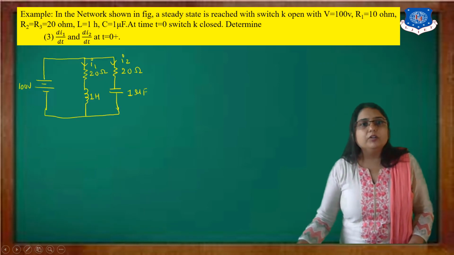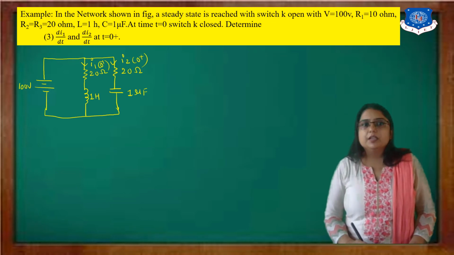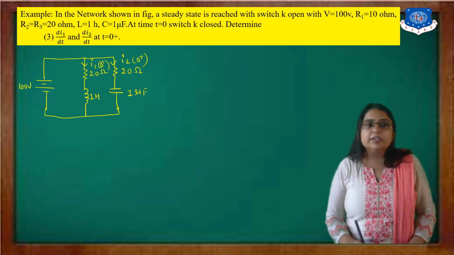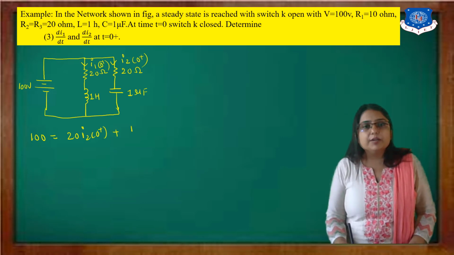Now we want to find out di2/dt. So yes, this is our diagram, and this is 0+, and this is also 0+. Now we will just write the equation. Now you just consider this outer loop. So 100 equals 20 I2(0+) plus 1 by C, integration of I2(0+) dt.